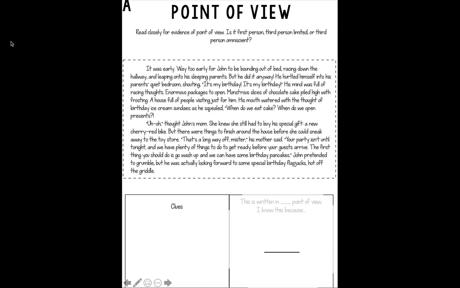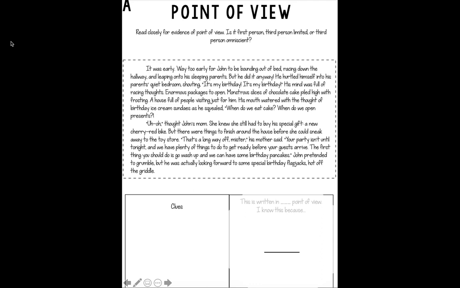Uh-oh, thought John's mom. She knew she still had to buy his special gift, a new cherry red bike. But there were things to finish around the house before she could sneak away to the toy store. "That's a long way off, mister," his mother said. "Your party isn't until tonight, and we have plenty of things to do to get ready before your guests arrive. The first thing you should do is go wash up, and we can have some birthday pancakes." John pretended to grumble, but he was actually looking forward to some special birthday flapjacks, hot off the griddle.